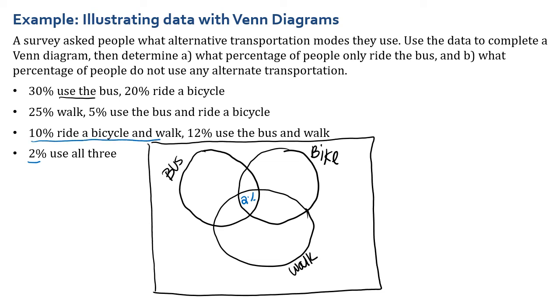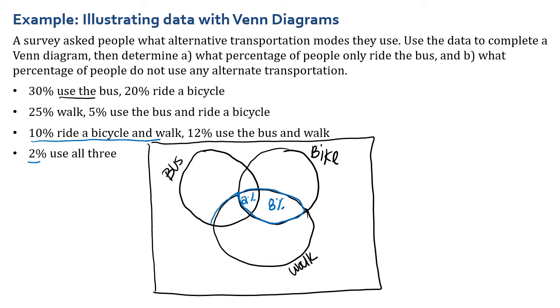10% ride a bike and walk. So that means this, where those 2 overlap, and again, it doesn't say only ride a bike and walk. If it said only, we would put 10% here, but it doesn't. It just says all together, 10% of people ride a bike and walk. So I've already taken care of the 2%, so that leaves 8% here. So when I add these 2 together, I get 10%.